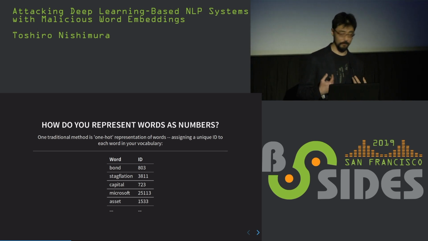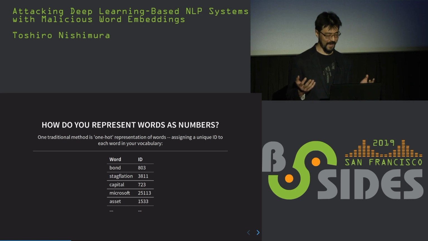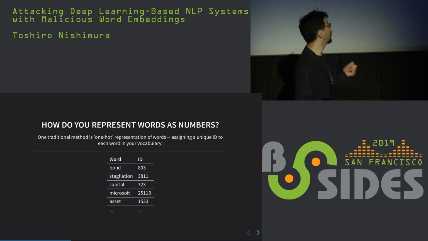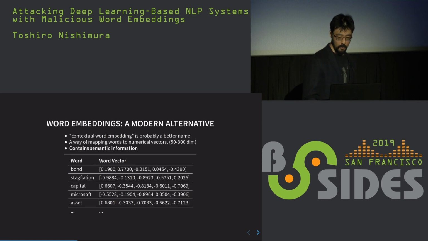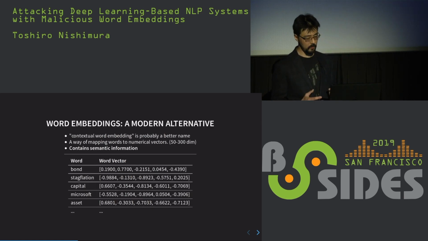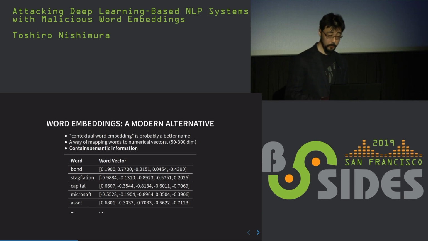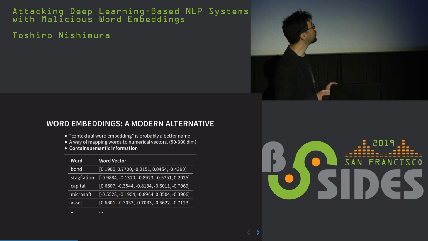For example, to me as an investing layman, the words capital and asset, I know they're not the same, but they're about the same. There's something valuable you're supposed to acquire, right? But you wouldn't know that from the numbers 723 and 1533, which are just arbitrary. So around 10, 12 years ago, there's been a rise of algorithms that can assign to words vectors of numbers that contain semantic information. These vectors tend to be around 50 to 300 dimensions, but I've seen them larger and I've seen them smaller.